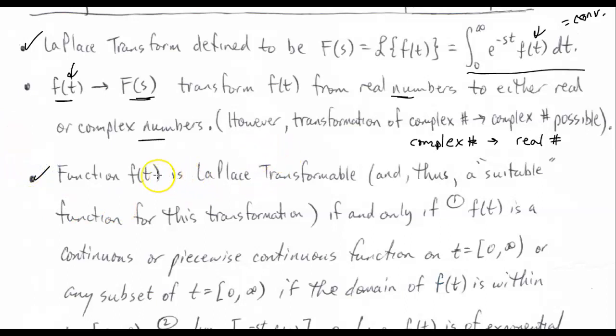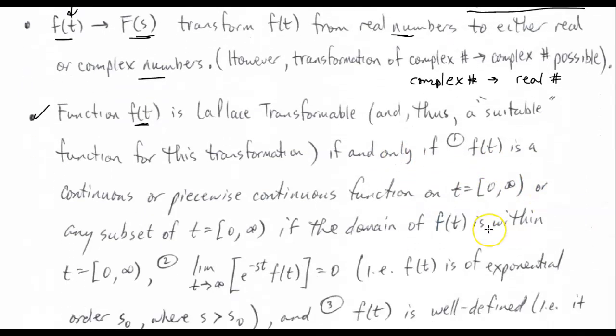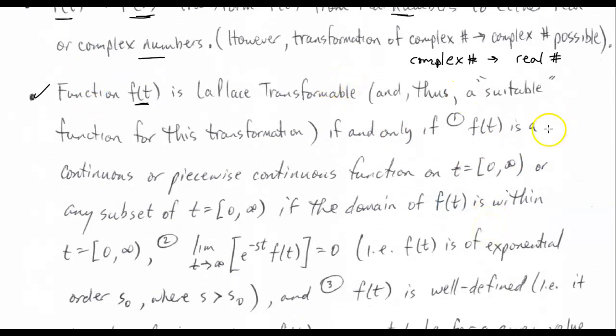So we also know that for our function f of t to be considered Laplace transformable, another way of saying that is it's a suitable function, we have the 3 conditions. The first is that our function either has to be continuous or piecewise continuous. And remember, piecewise continuous just means that the limit of our function at each of the jump discontinuities from both the left and the right has to exist. And on top of that, there is a finite number of jump discontinuities in our function, meaning that we can actually count the number of jump discontinuities. So that's our first condition.